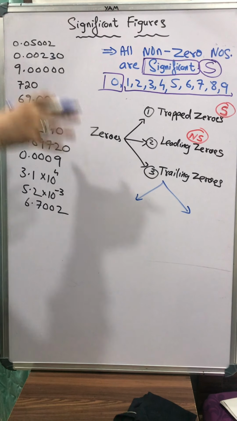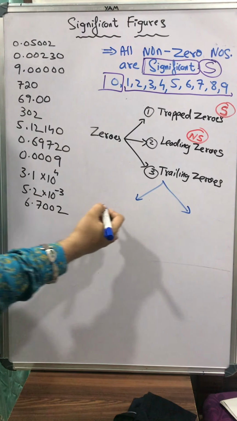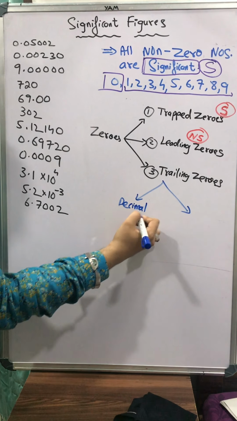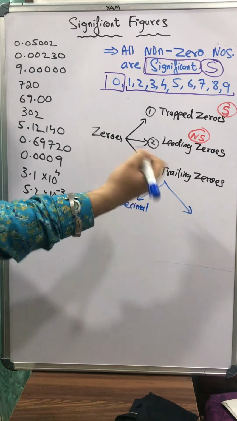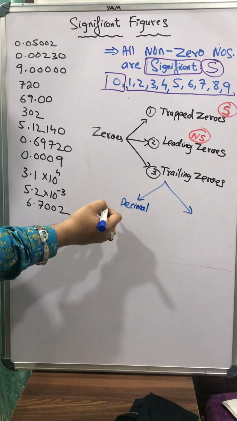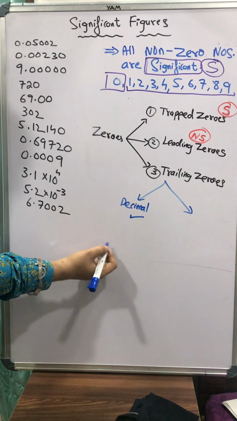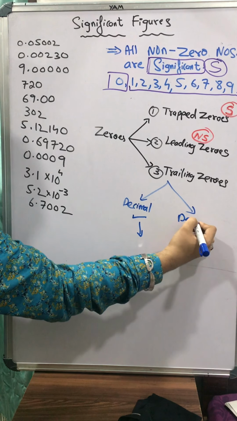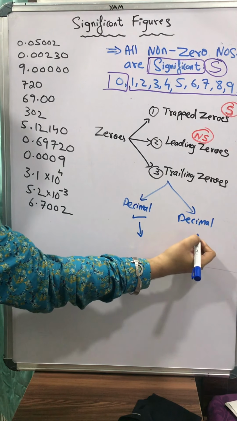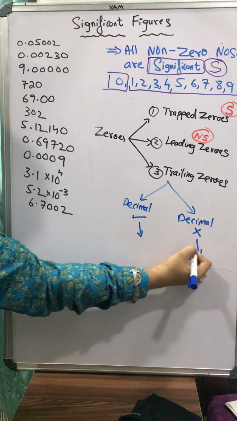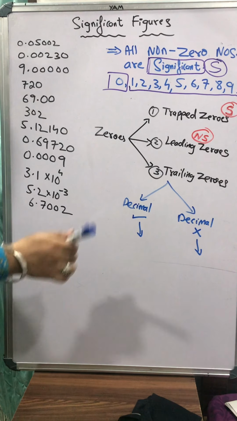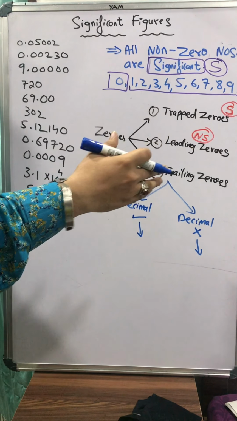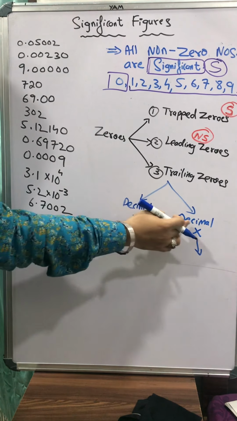In the given number, in the entire number, we have to see whether the decimal point is present or absent. So if the decimal point is present, we have one scenario, and if the decimal point is not present, we have a different scenario. Once again, I am explaining to you about the trailing zeros, the zeros coming at the end. For that, we need to have two conditions.